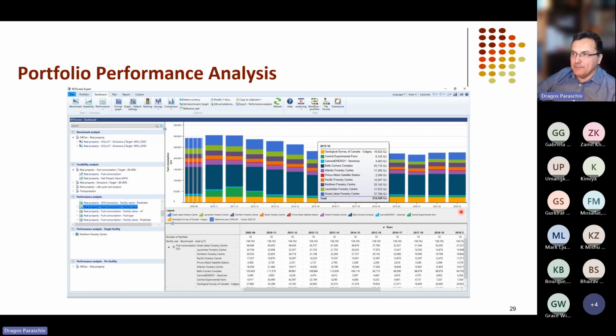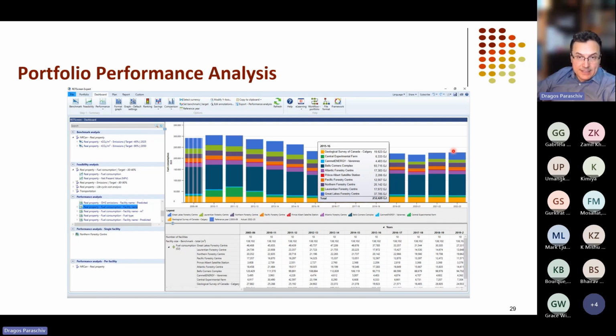So that's shown here, and you can see as a bar chart the contribution of each of these facilities to the total consumption. And we can also see that overall, based on the entire portfolio included in this file, we can see the trend of energy consumption over this period of time.